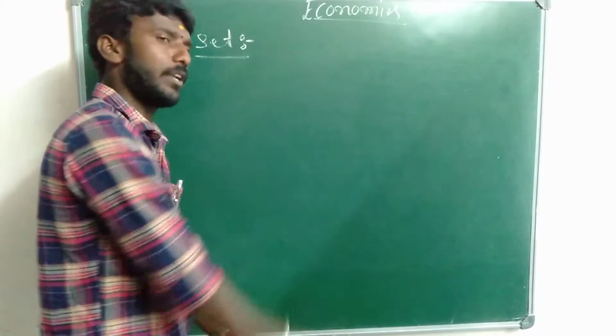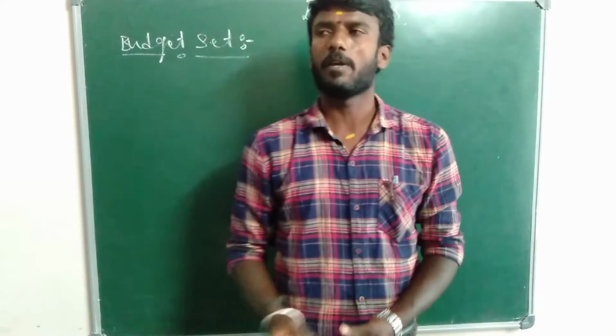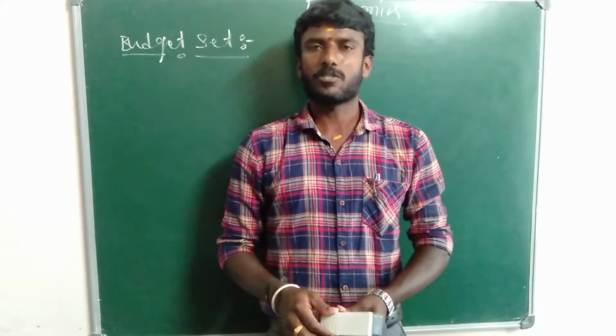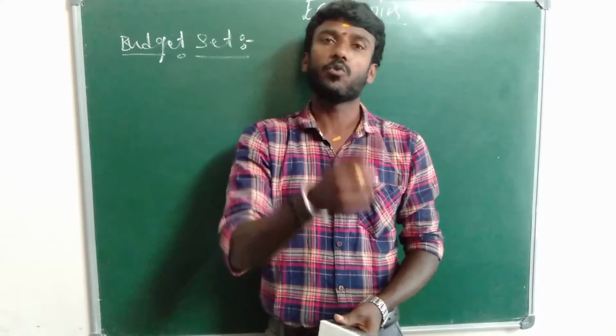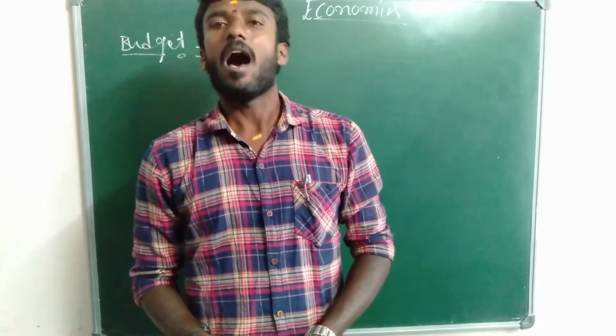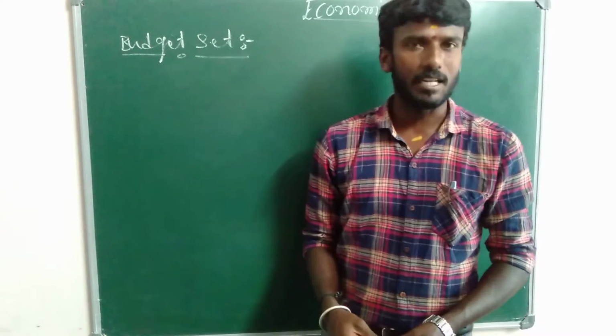P1 and P2 stand for the prices of good 1 and good 2. x1 and x2 stand for good 1 and good 2. And m is nothing but the money or income of the consumer.